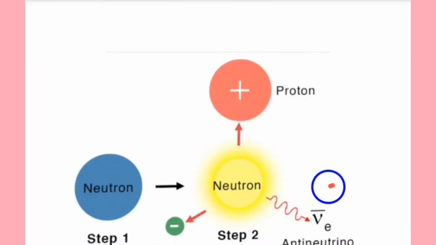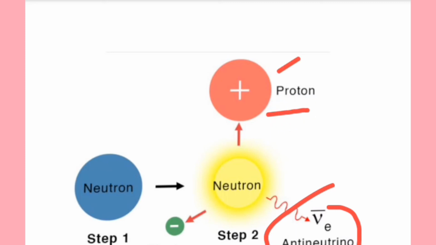This antineutrino is a particle having no charge and almost zero rest mass. We know about the proton of positive charge and the electron of negative charge, and they have some masses, but the antineutrino is of zero mass.